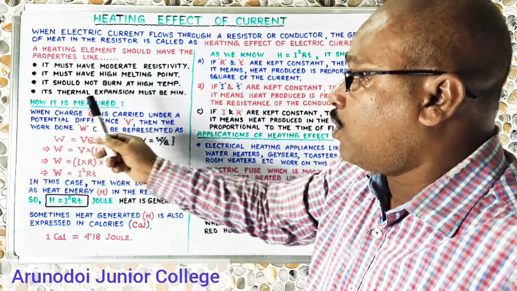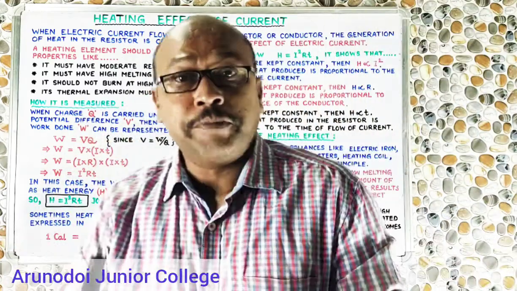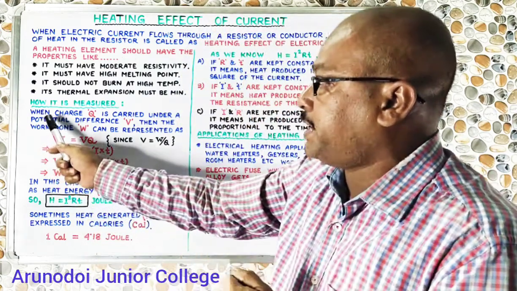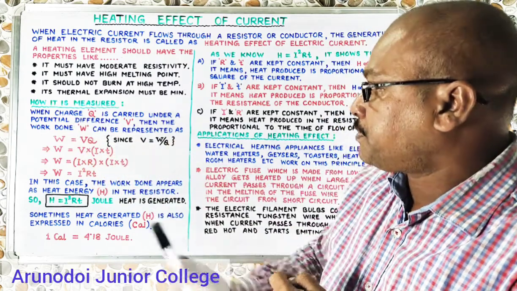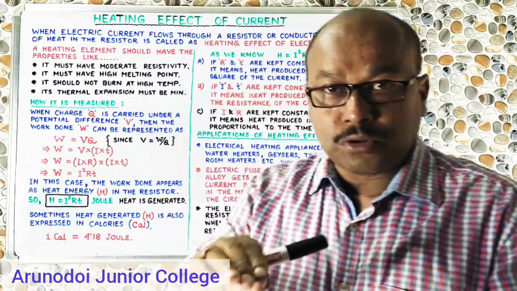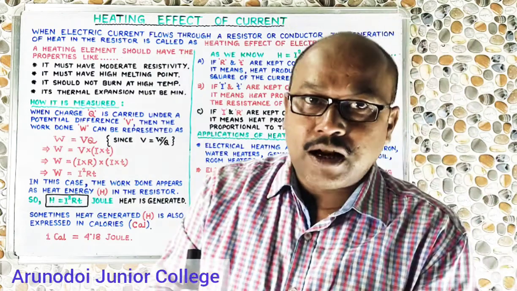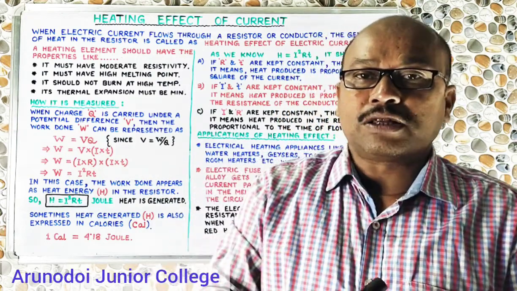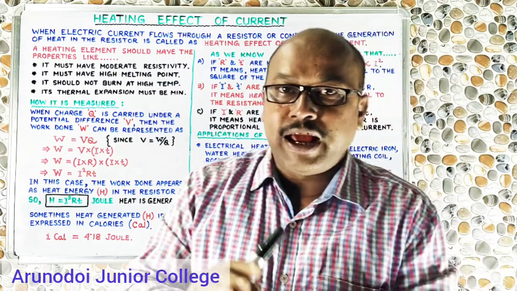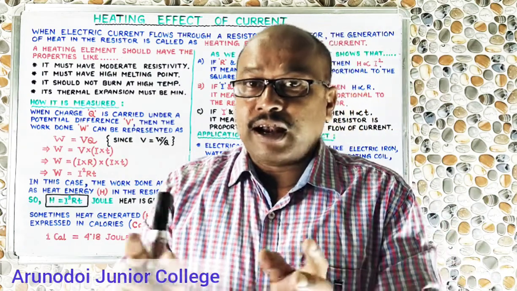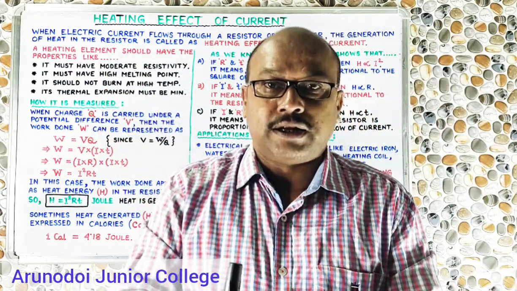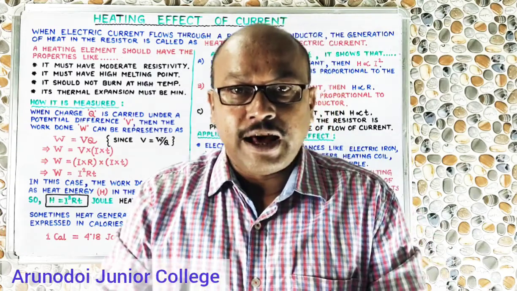Now the question is how that heating effect of electric current can be measured, how it is calculated, how it is derived. So let us come back to this point. When Q amount of charge is carried under a potential difference of V through a conductor or through a circuit, meaning you have a conductor or a circuit, and through it you are allowing Q amount of charge to flow, and for that you are applying a potential difference of V, under that condition, definitely the electric charges will do some amount of work in the conductor or in the circuit.